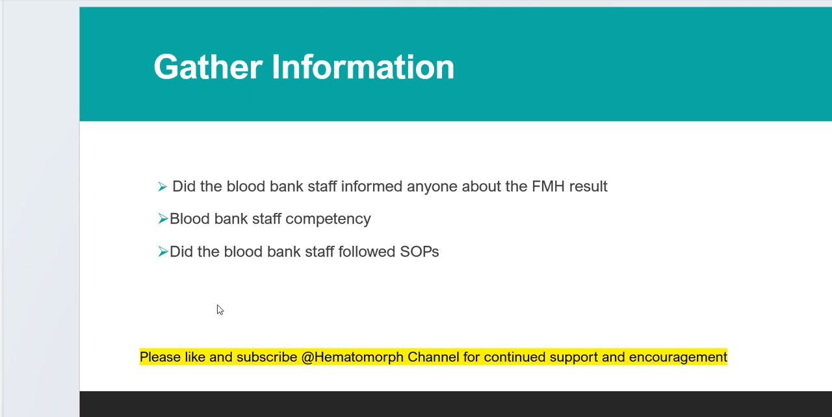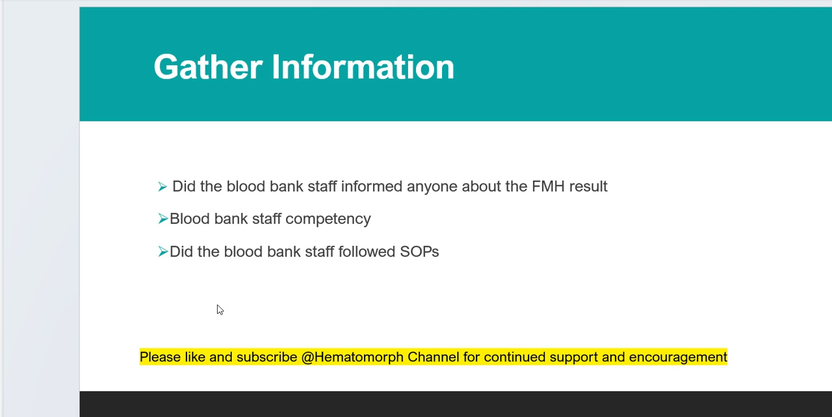Then, from a blood bank side, when the FMH test was done and it is specified that there is 40 ml of fetal maternal hemorrhage, did the blood bank inform the on-call registrar or obstetrics or not? And if yes, whether the obstetric registrar took any action on that or not.